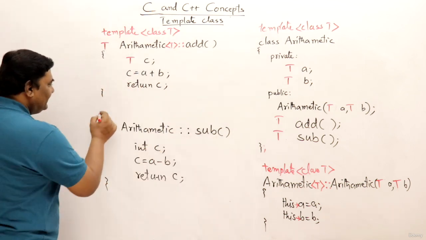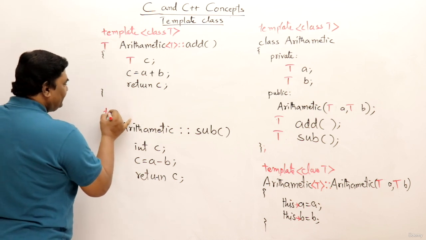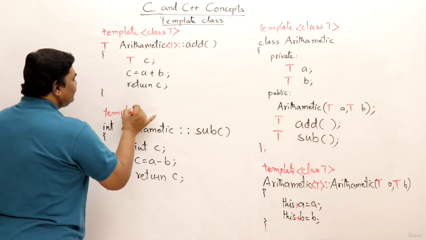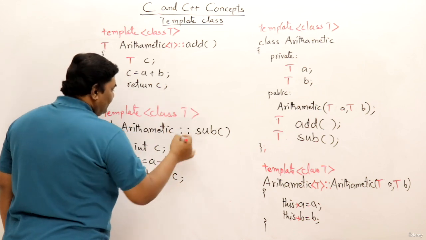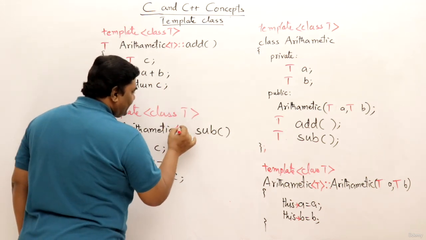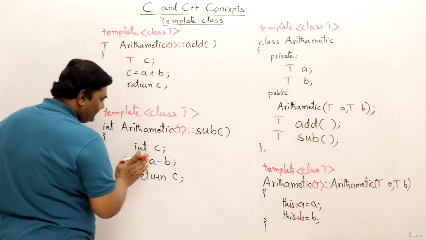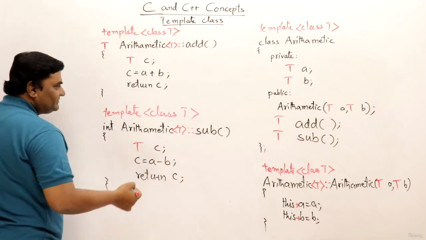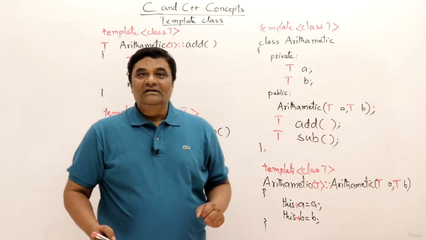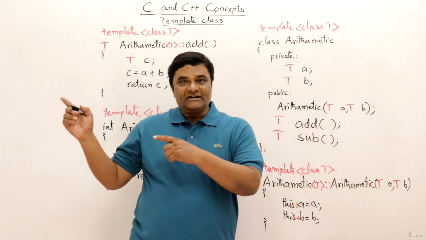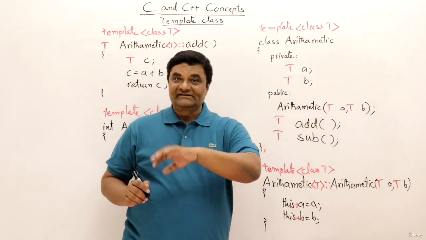Now, this ends. Again, for this, I should write down a template class T. Then here, for the class, I should write T and scope resolution, and this also I should change. So that's all. This class has changed to a template class. Now I will write the main function. I will use this template class.